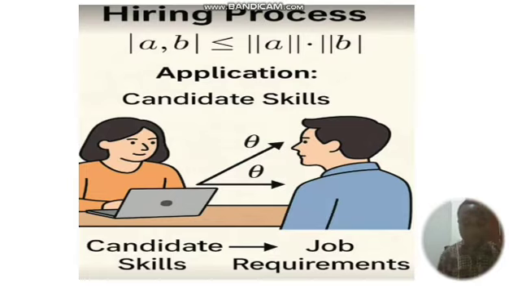In summary, the Schwarz inequality underpins the math behind matching algorithms and the bias detection tools used in modern hiring systems. Thank you. This is the end of our presentation.